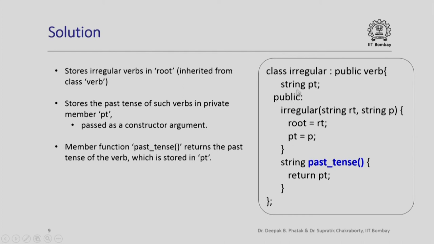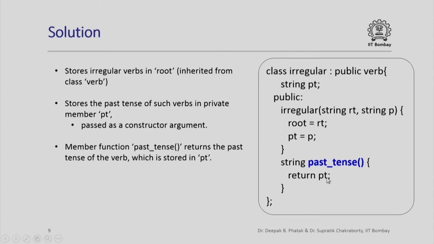Here is the constructor of the class irregular, which is going to take two strings as arguments. One is the verb, the other is the past tense of the verb. It is going to store the verb in the root, and it is going to store the past tense of the verb in this private data member PT. So, when I instantiate an object of the class irregular, I'll have to pass these two parameters, and these two parameters are going to be stored in these two data members, one of which is specific to the class irregular only.